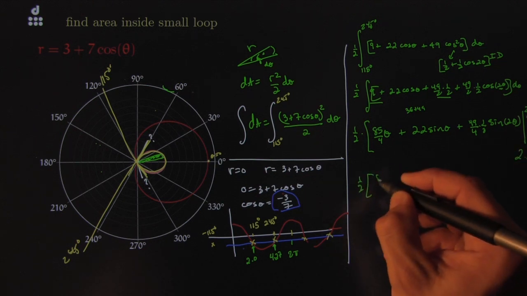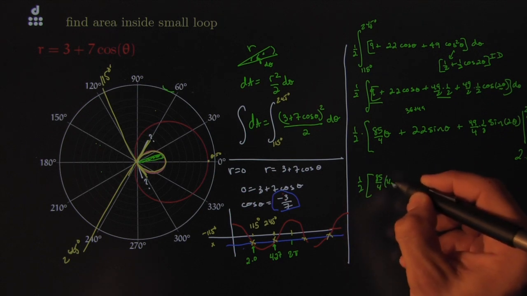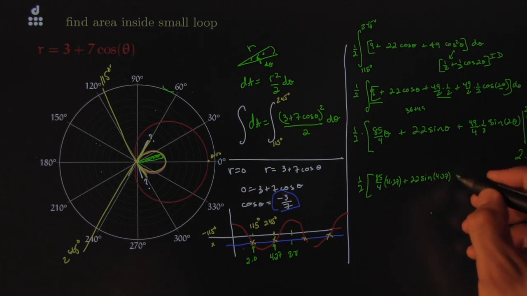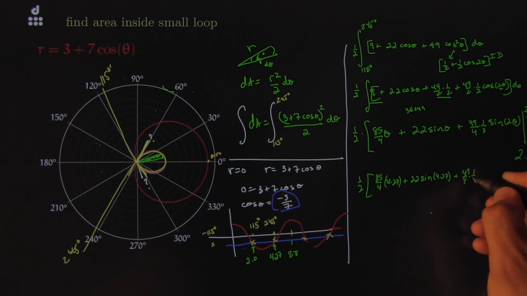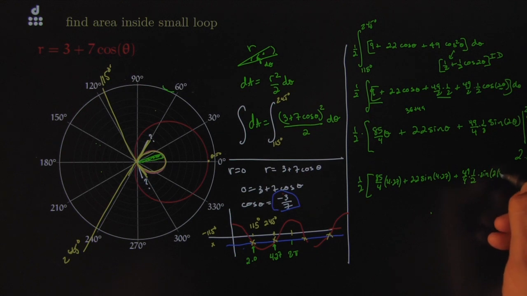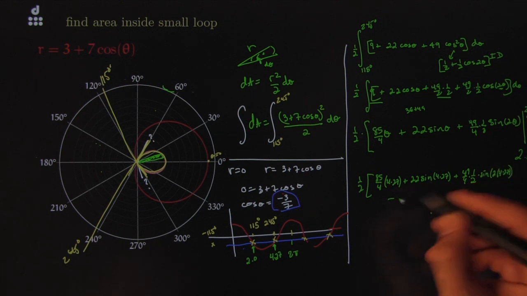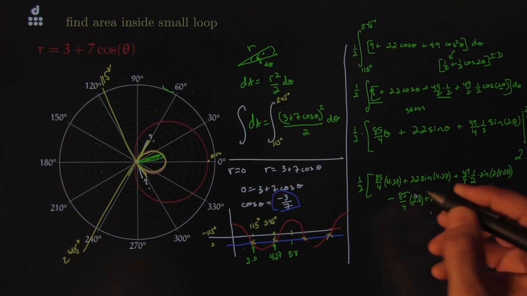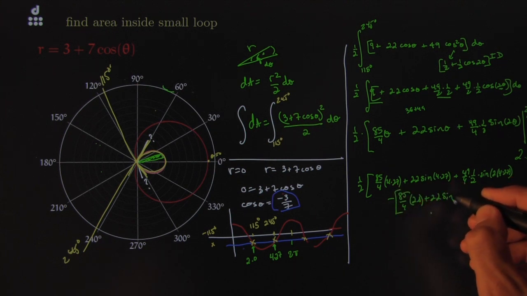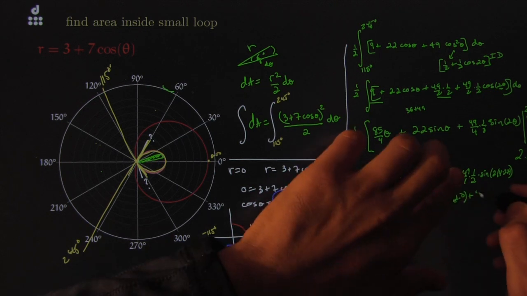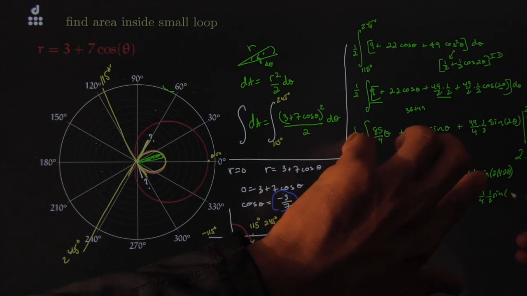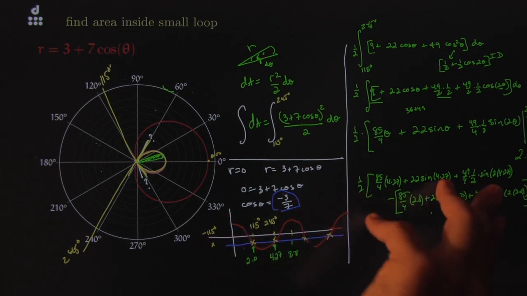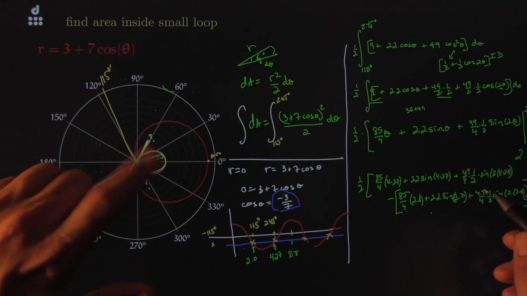So this becomes 1/2 times 85/4 times 4.27 plus 22 times sine of 4.27, we're in radians now, plus 49/4 times 1/2 times sine of twice 4.27, all that minus, of course, this is minus the whole thing, 85/4 times 2.0 plus 22 times sine of 2.0 plus 49/4 times 1/2 sine of 2 times 2.0. Alright, crank that out and we will have the exact area inside the inner loop.